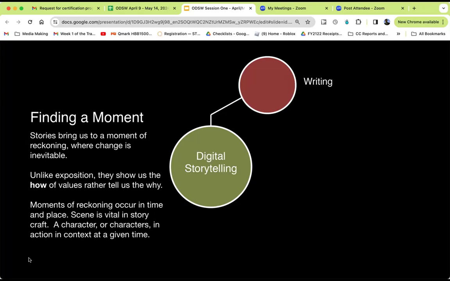Was it winter? Was it spring? Is the season important? Is the other person in the room important? Is what happened the day before important, right? That's when you find the moment, that's usually when you start writing down some details, right? When you find that scene, right?